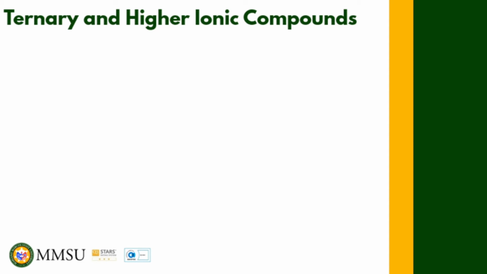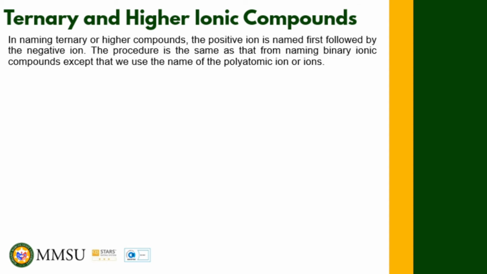So, let's proceed in the naming of ternary and higher ionic compounds. So, ternary or higher ionic compounds are formed from 3 or more different elements. So, in naming ternary or higher compounds, the positive ion is named first, followed by the negative ion, and then the procedure is the same as that from naming binary ionic compounds, except that we use the name of the polyatomic ion or ions.